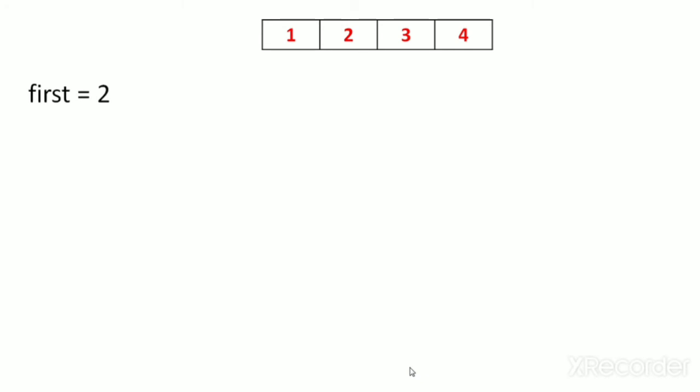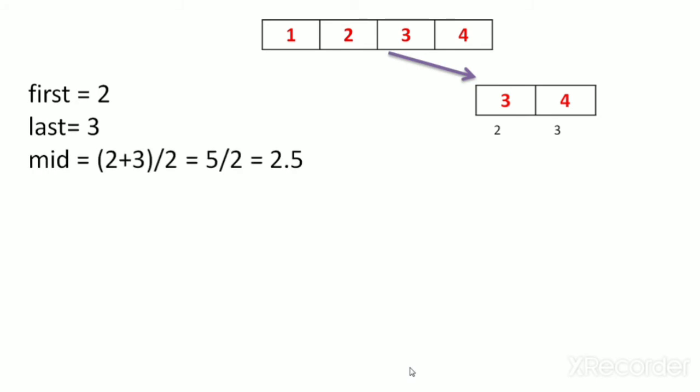So now we have to reduce the scope. The previous array was 1 2 3 4, but now first has become 2, last is 3. So the previous array has reduced the scope of search to 3 and 4 with index 2 3. Now again we will calculate the middle, which will be 2 this time, and the value is 3.